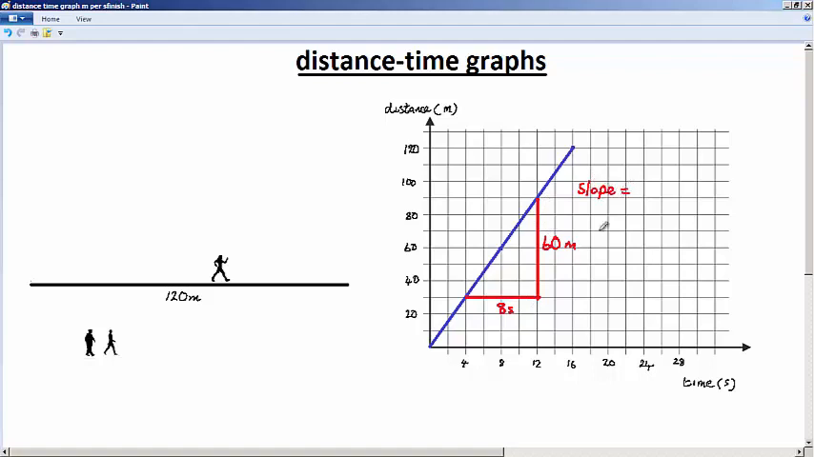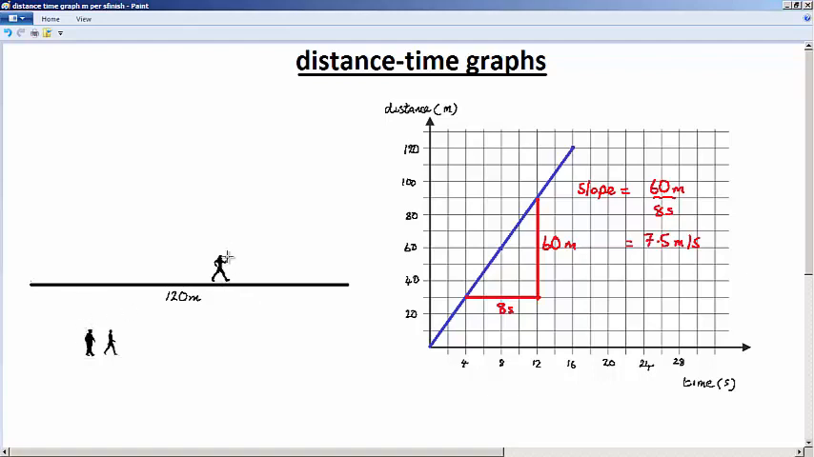So in 8 seconds the person covered a distance of 60 meters, and the slope of the graph is equal to the vertical change divided by the horizontal change. In this case it is 60 meters divided by 8 seconds, which is equal to 7.5 meters per second. So this person is walking with a speed of 7.5 meters per second.